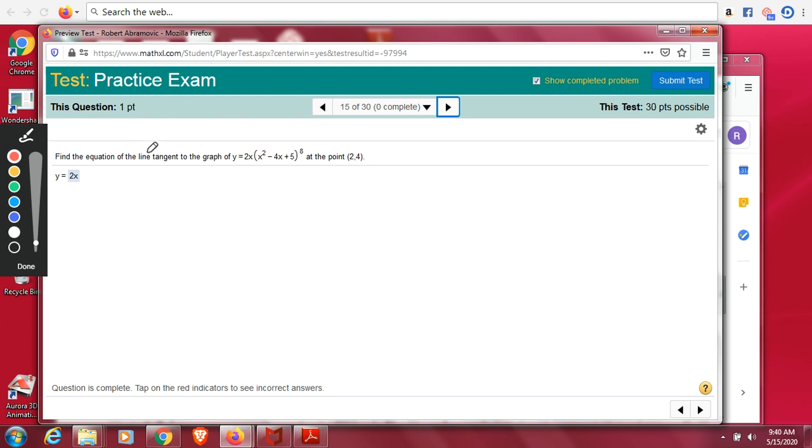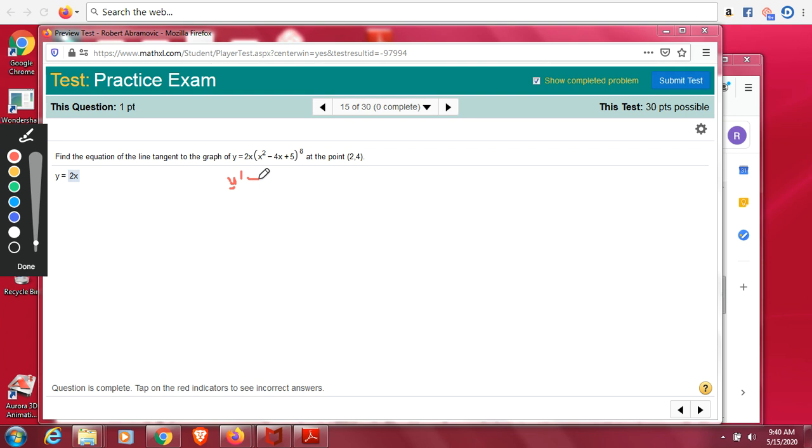Next question is to find the equation of a tangent line to the graph of this function at the point 2, 4. To differentiate this function, we need to use 2 rules. One is the product rule. The other is the generalized power rule, which is really just a specific case of the chain rule.